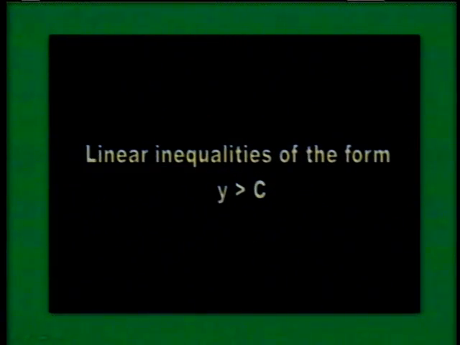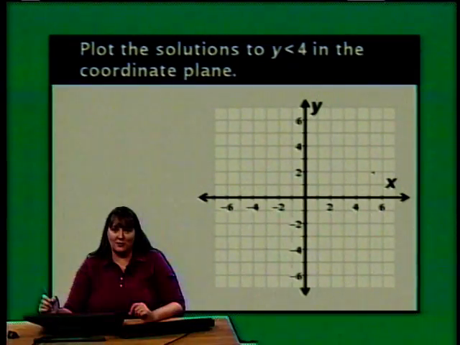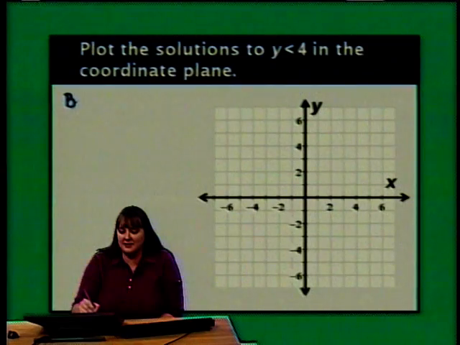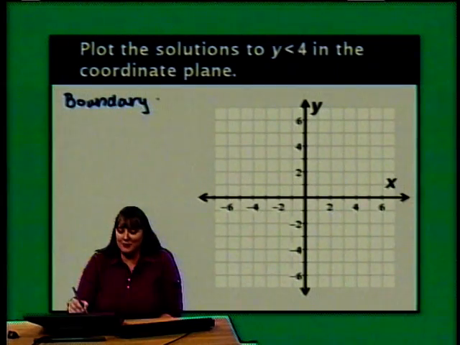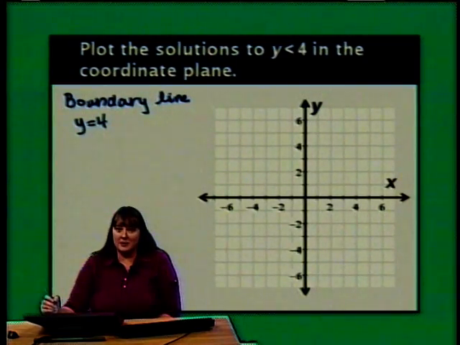So now let's look at linear inequalities of the form y is greater than c. Let's say we want to plot the solutions to y is less than 4 in the coordinate plane. Well, we can start by thinking about our boundary line. In this case, our boundary line will be y is equal to 4. And we know what lines like y is equal to 4 look like. When we have y is equal to a constant, we have a horizontal line. In this case, we have a horizontal line through the point 0, 4.